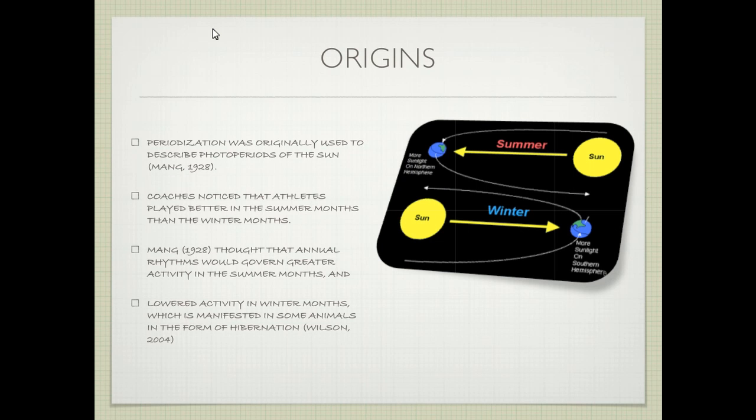So the origins of periodization is that it was originally used to describe photoperiods of the sun in the 20s. In fact, coaches noticed that athletes play better in the summer months than the winter months. And so Meng proposed that annual biorhythms govern greater activity in the summer than the winter months. But it's very likely that what was really happening is that food was better in the summer than the winter months, and so athletes perform better.